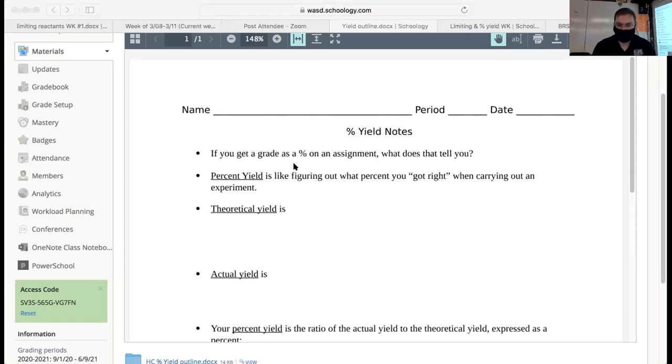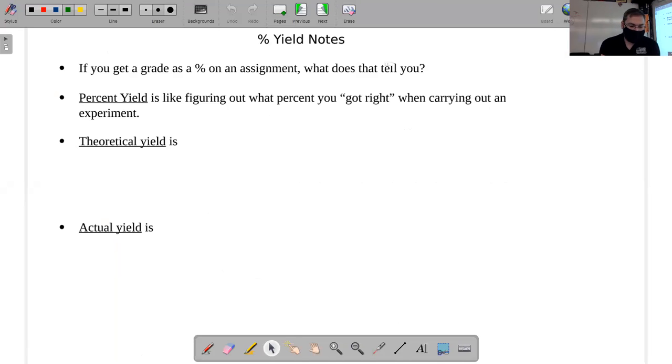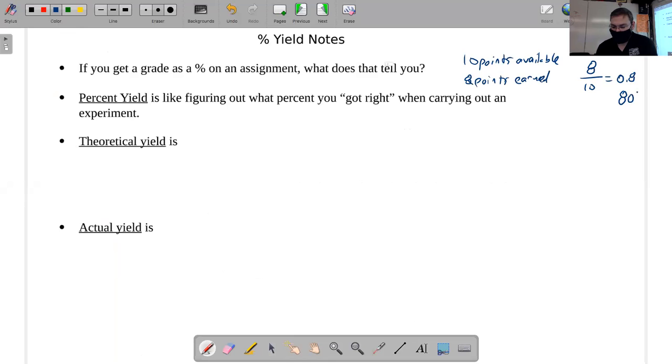Okay, so for instance, let's say you're writing a paper or an assignment, and it's 10 points available, and you earned 8 points. To calculate what percent you get, you take the number of points you earn and divide it by the number of points available. 8 divided by 10 is 0.8, and that's an 80%. So if you earn 8 out of 10 points, you get a score of 80%. The same thing happens with a chemical reaction.